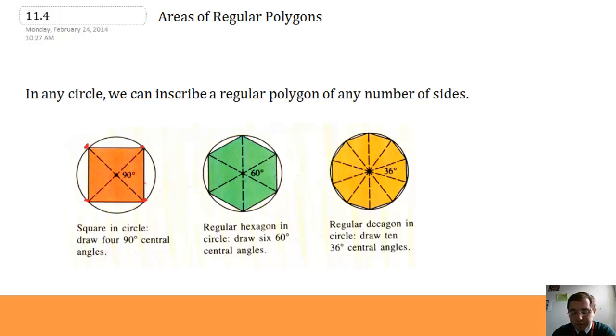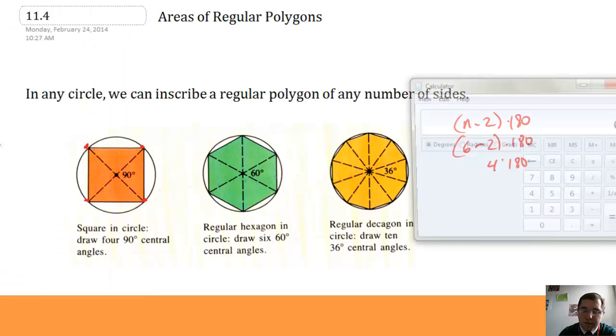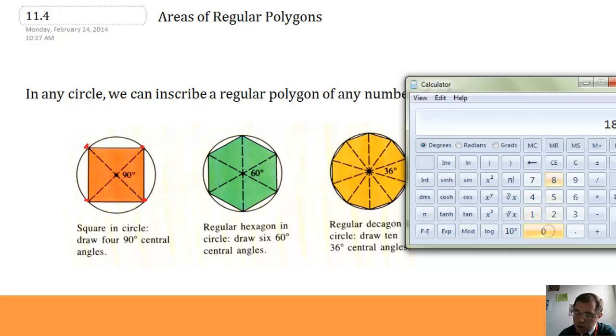Why 60 degrees? Well, because remember the way I figure out the measure of each interior angle is to take n minus 2 times 180. So if I want a hexagon, I'm going to do 6 minus 2 times 180, which is 4 times 180. And what is 4 times 180? 720. If I divide that by 6, each one is 120 degrees.